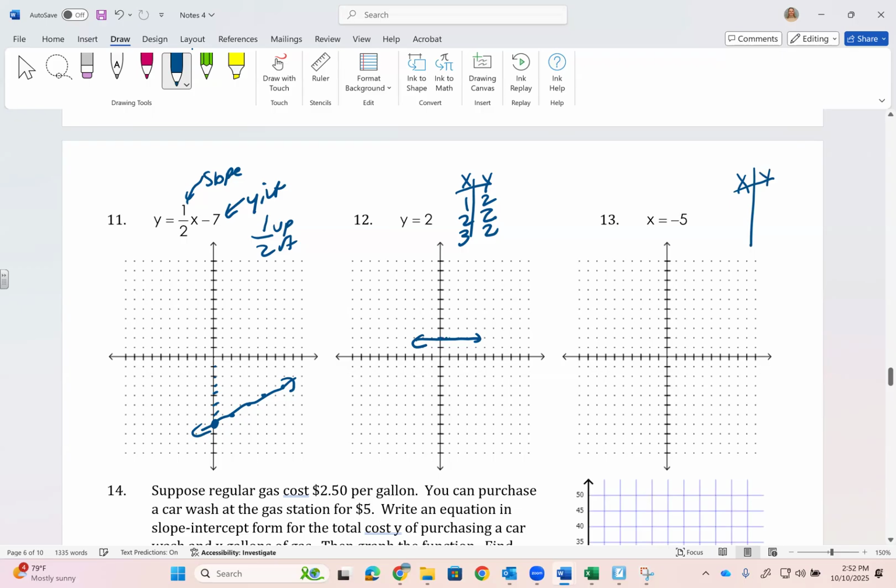This one says x is always -5, and y is whatever you want it to be. So if you plot these points, you go to -5, 1, and 2, and 3, and this will be my equation. Okay, y equals -5.